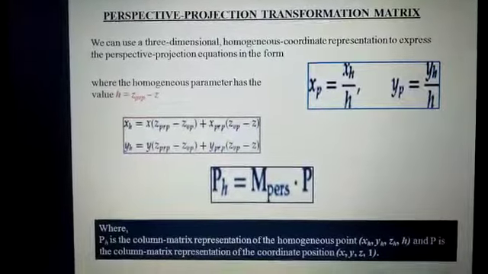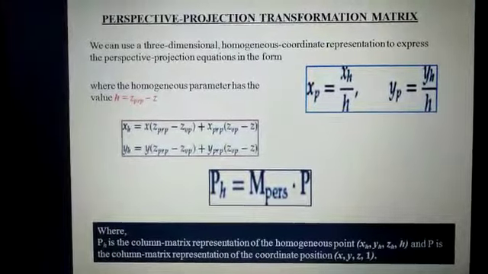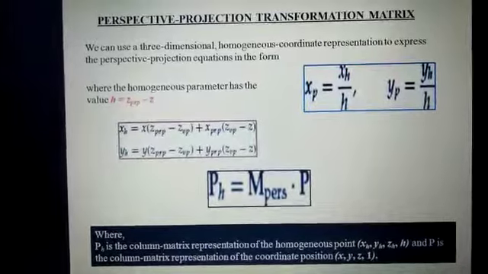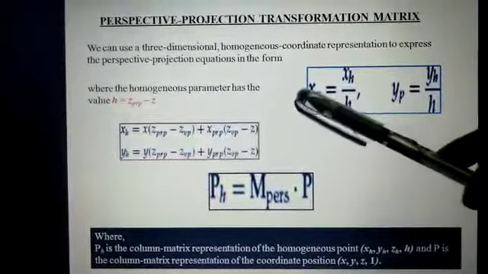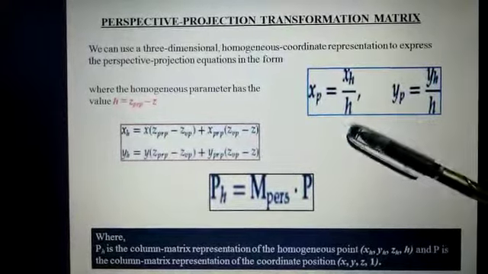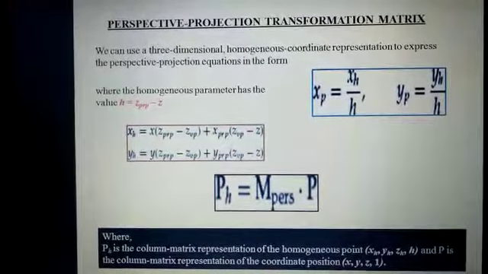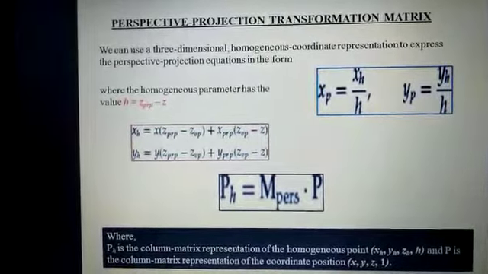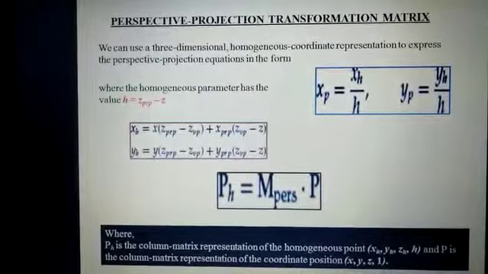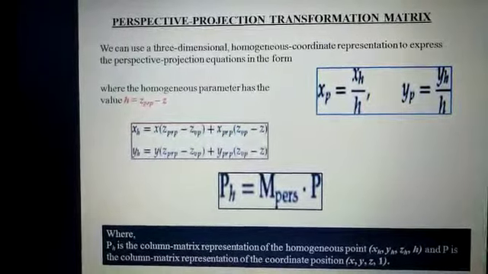We can use 3D homogeneous coordinate representation to express the perspective projection equation in the form xp is equal to xh divided by h, yp is equal to yh divided by h, where the homogeneous parameter has the value h equal to zprp minus z.